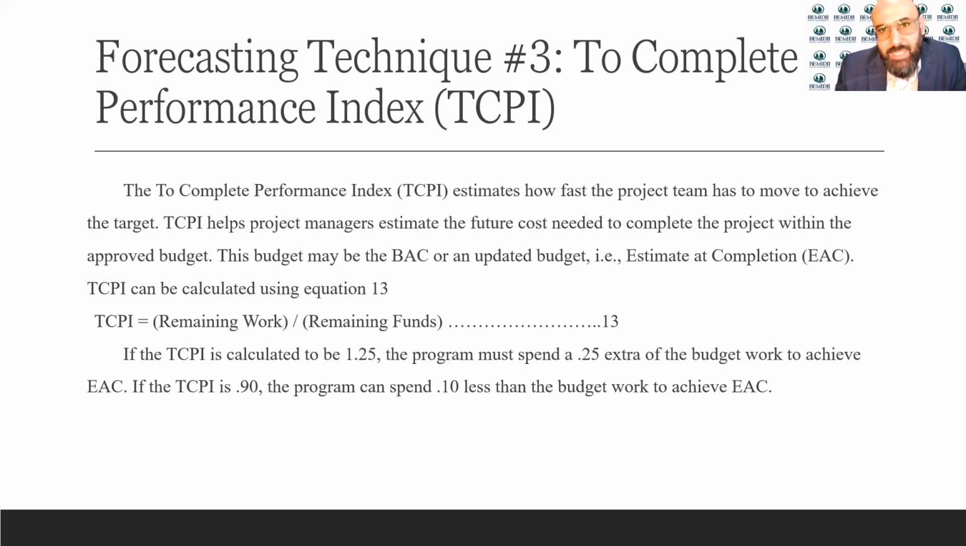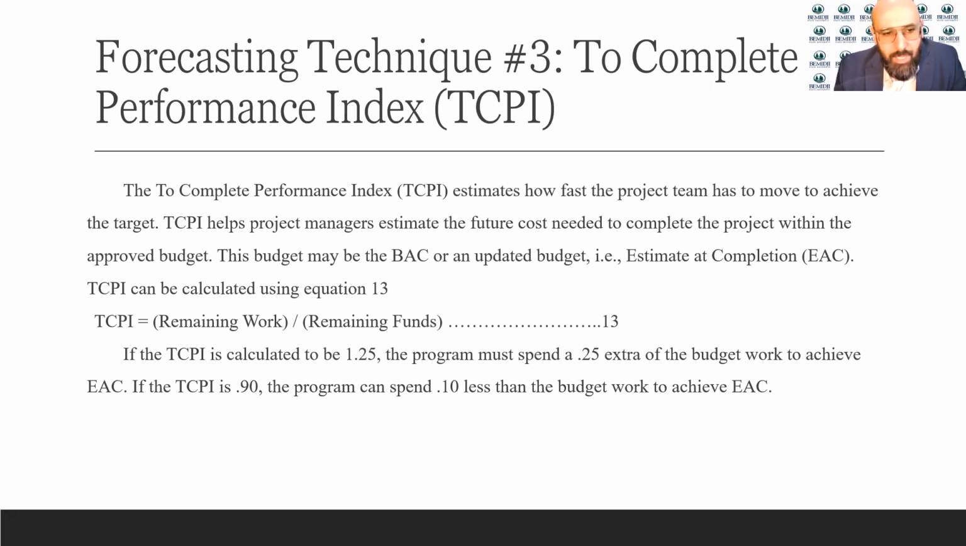It estimates how fast the project team has to move to achieve the target. The TCPI helps project managers estimate the future cost needed to complete the project within the approved budget. Again, let's repeat that one more time. The TCPI will help you to estimate the future cost needed to complete the project within the approved budget. This budget may be the BAC or the updated budget, the EAC.